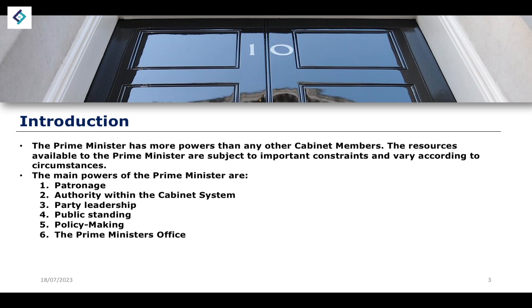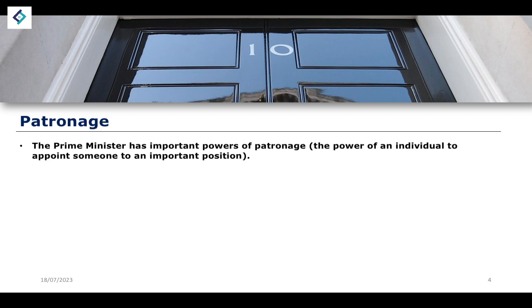Some of these you will note are expressly stated as powers that derive out of the royal prerogative. Others are considered to be something of a political power, for example authority within the cabinet system. So, the first of these powers is, like I've said, the power of patronage. This is arguably one of the most important of the powers that the Prime Minister has.